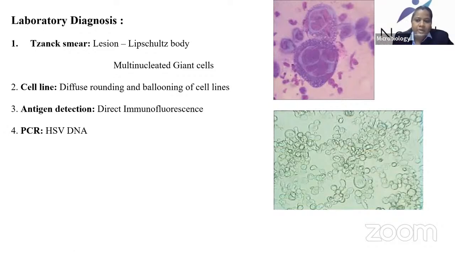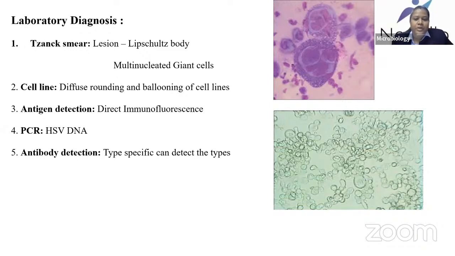Whether it is HSV-1 or 2, specific kits can be used to detect the type of the herpes simplex virus. Again, antibody detection. You can look for the specific type of antibody against the specific type of HSV virus, and the antibody levels can be detected. Now we'll move on to the treatment of herpes.